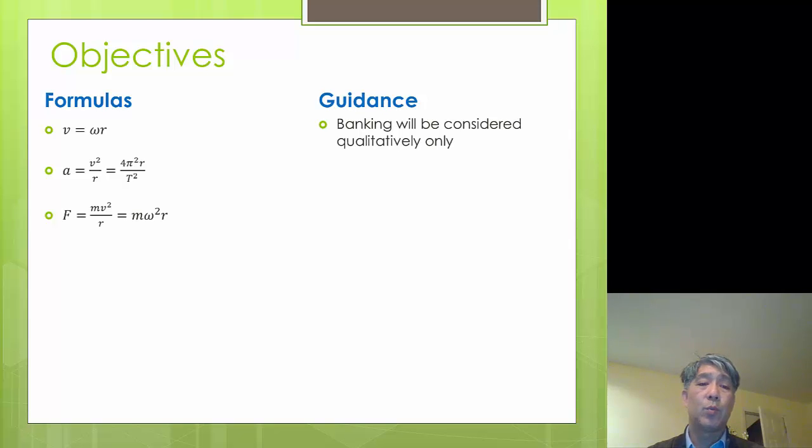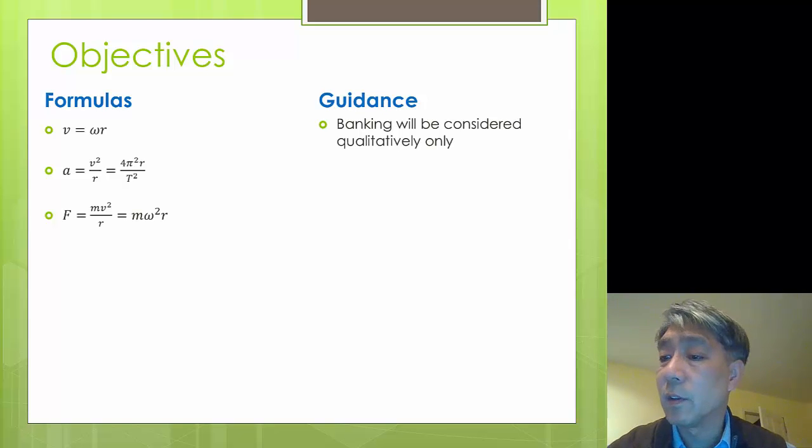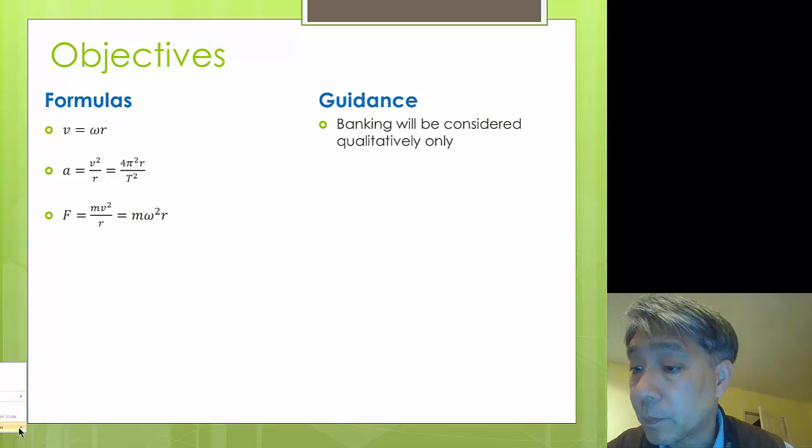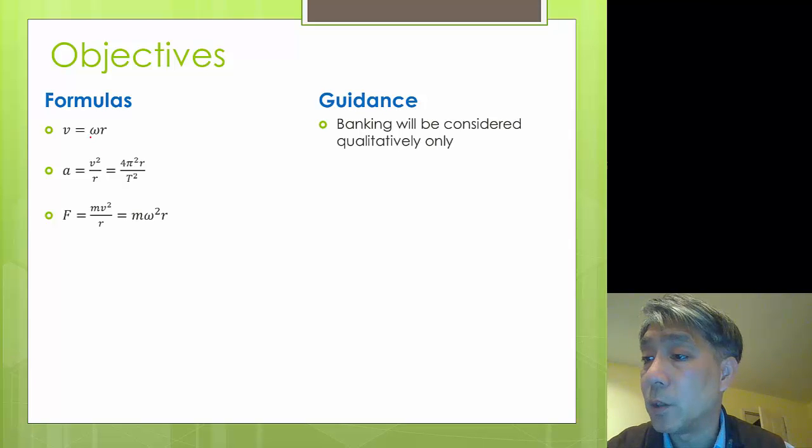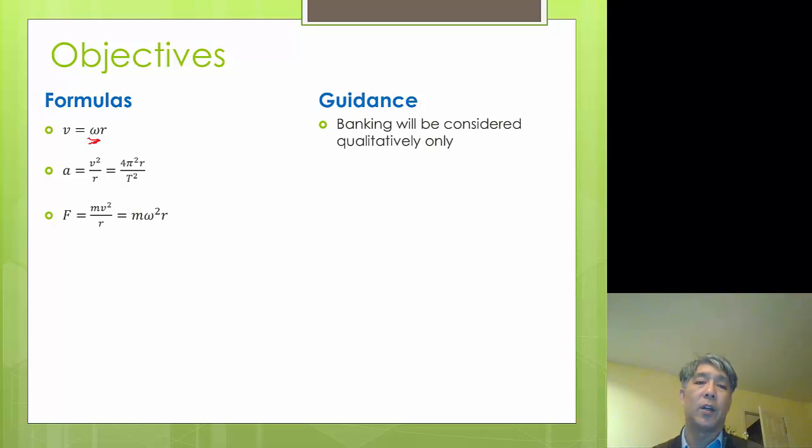In terms of formulas, we really only have one formula. All of these are kind of variations on that one formula, actually two formulas. The first formula is velocity is equal to omega r. That funny looking W is really the lowercase Greek letter omega. It stands for angular velocity, and we'll cover that equation.